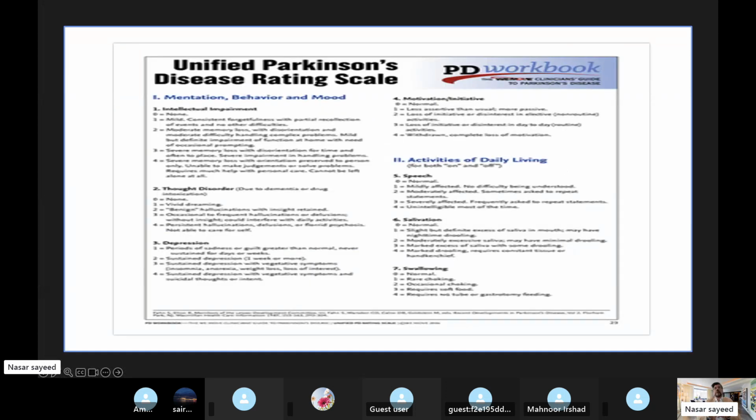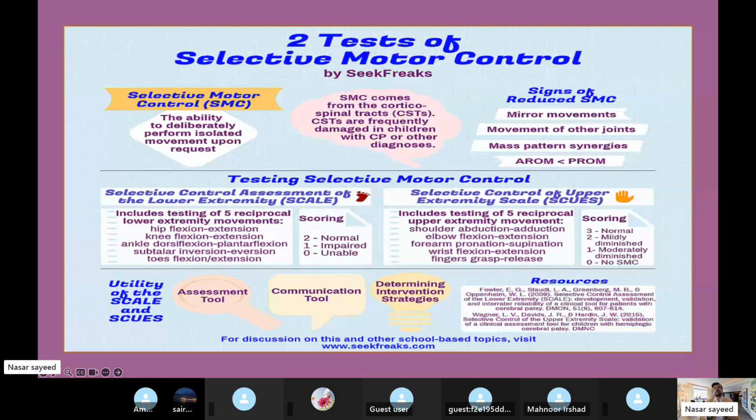There is the Unified Parkinson's Disease Rating Scale, UPDRS. Well, this is again related to the same situation where you have to assess various parameters: intellectual abnormality, thought disorders, aggression, motivation, activity of daily living, speech, salivation and swallowing. All of these need to be assessed. Two tests of selective motor control. One is SMC, selective motor control, and there is another scale.